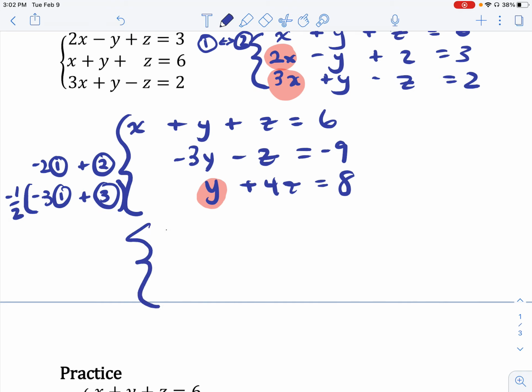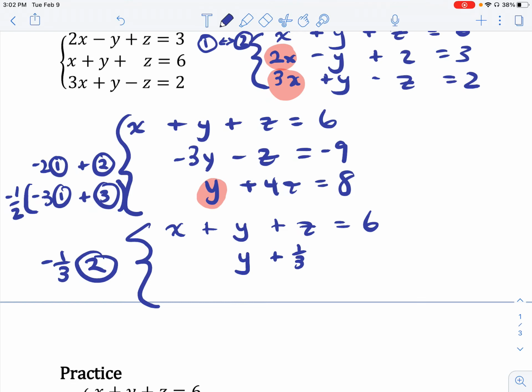So again, my first row was good: x plus y plus z is equal to 6. For row 2, in order to get a leading coefficient of 1, I just need to divide everything here by -3. So I'm going to multiply row 2 by -1/3, which is equivalent to dividing it by -3. And now what we're left with is y plus 1/3 z equals 3. So this is equivalent to me dividing everything here by -3.